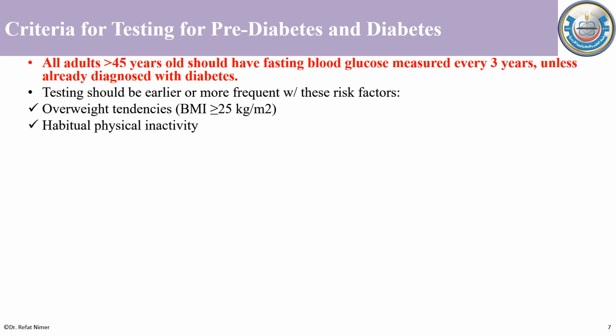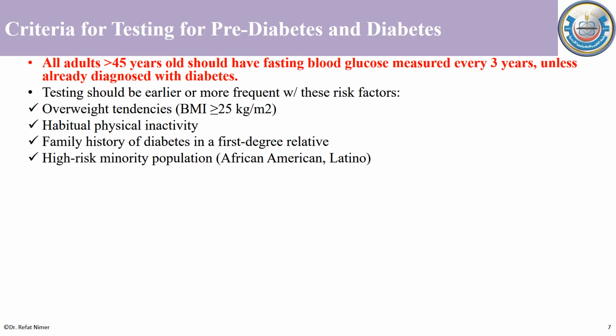Or if these patients, or individuals, are physically inactive, or they have a family history of diabetes in a first degree relative. Could be a high risk minority population, African American, Latino. In some populations, the diabetic incidence is higher than in other populations or types of populations.